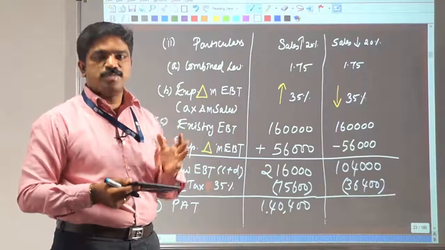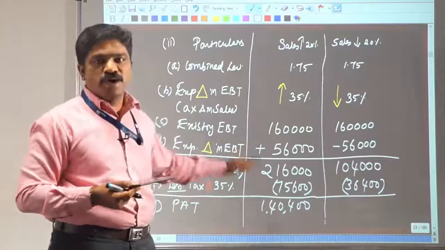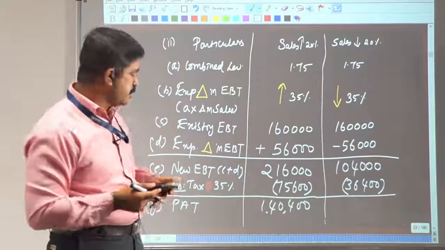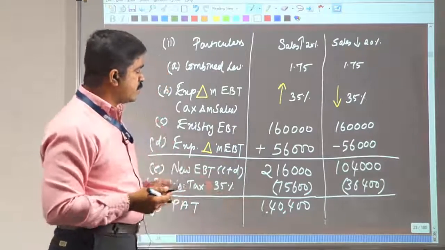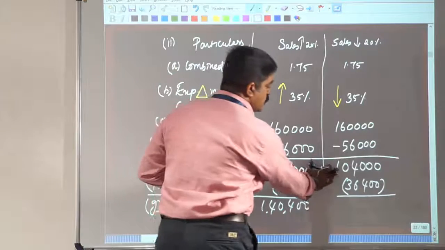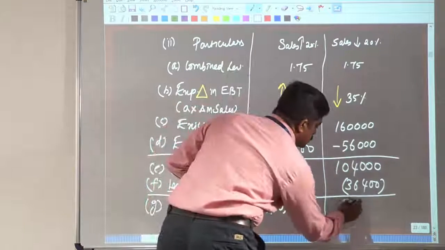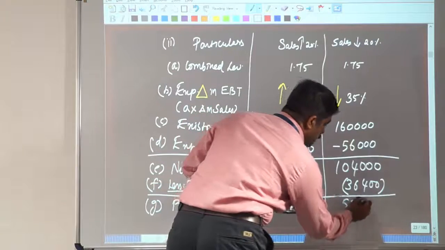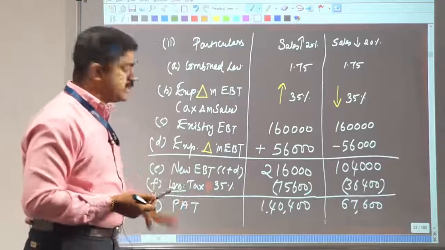See, I'm not going for calculators now and then. I have calculations made with me. So what I request is, when you solve these kinds of problems, try to have a calculator with you and do the calculation. Okay. So 2,16,000 minus 75,600 is 1,40,400. And here 1,04,000 minus 36,400 is going to give me a figure of 67,600. Okay. So this is basically the profit available for equity shareholders.